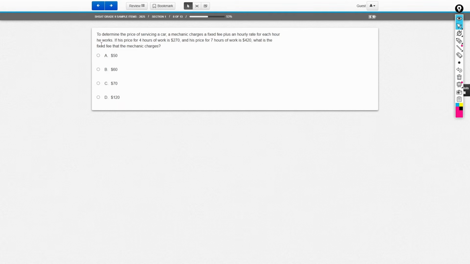So to determine the price of servicing a car, a mechanic charges a fixed fee. So let's call this fixed fee F. So we have a fixed fee that always gets applied, plus, which means adding, in addition, an hourly rate for each hour he works. Okay, so plus this hourly rate for X hours. Okay, "for" just means multiply. So hourly rate, which is my R, times each hour he works, X is my hours. Okay, so we have our fixed fee, which he'll always charge no matter how long or how short he looks at your car, plus R times X, okay?